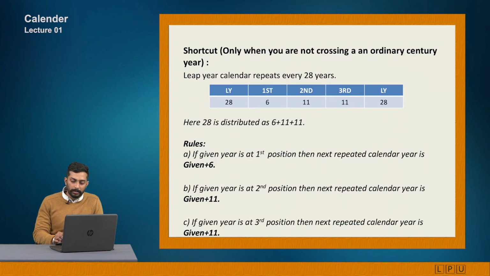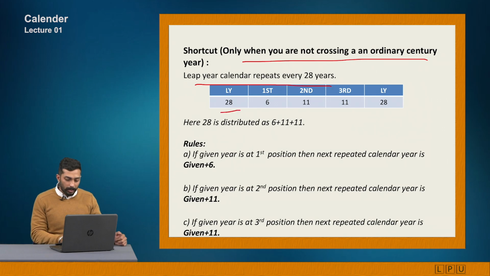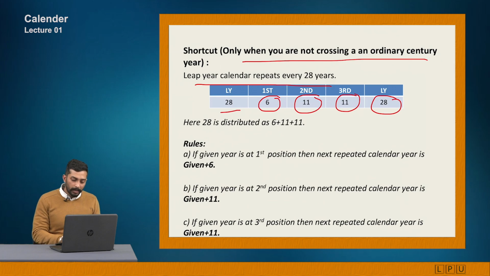Now a shortcut: when you're not crossing an ordinary century, we can use the fact that the leap year calendar repeats after 28 years. The condition is that it does not cross an ordinary century. So 28 years for a leap year, then 6 years after that for the first, then 11 years for the second, then the third calendar repeats again after 11 years, and again the leap year after 28.